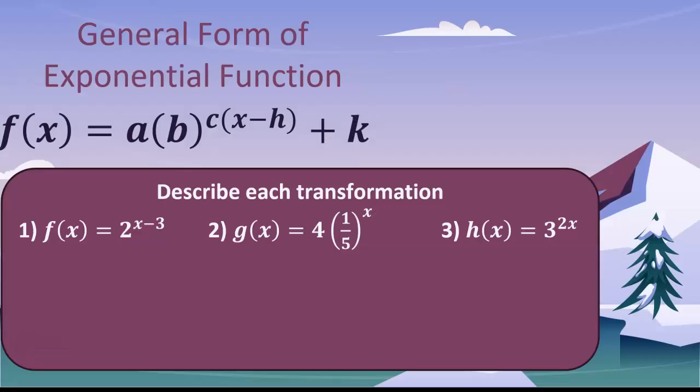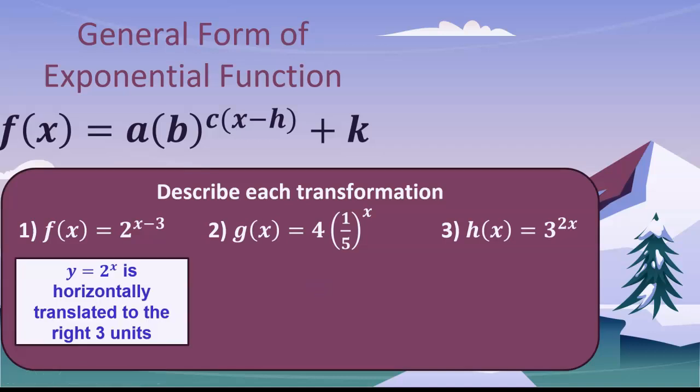Here is the general form of an exponential function. Using what we learned about transformations in the past, describe what each transformation of each function would be. We know that when there is a change in x using adding or subtraction, that is a horizontal translation. So in case number 1, we can say that y equals 2 to the x, the original function, is horizontally translated to the right 3 units.